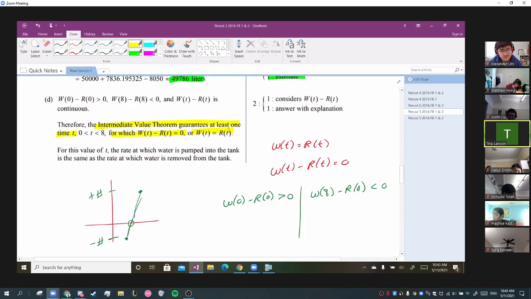You don't have to state it exactly like this, but they will give you a point for somehow talking or thinking about W of t minus R of t, okay? And they're going to give you the other point for some kind of an explanation. In this case, they probably wanted the theorem in there somewhere, okay? All right, now, let's look. Oh, any questions? Sorry.